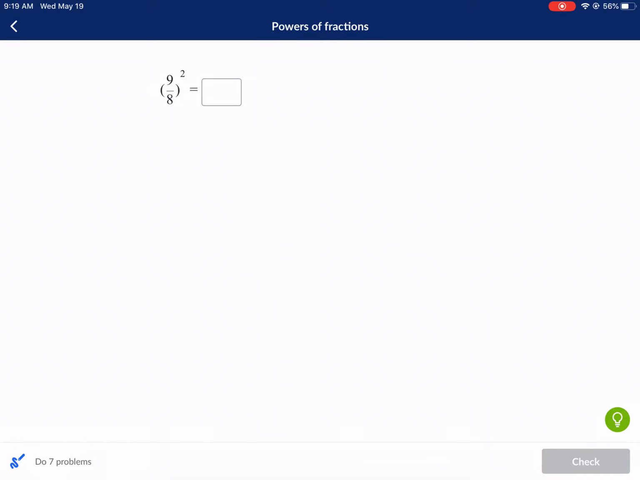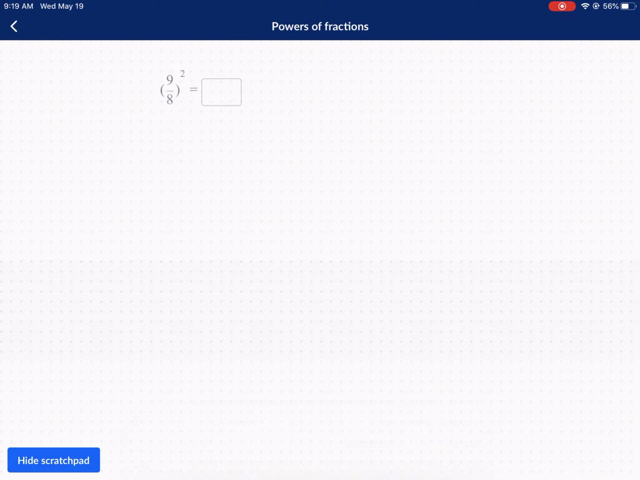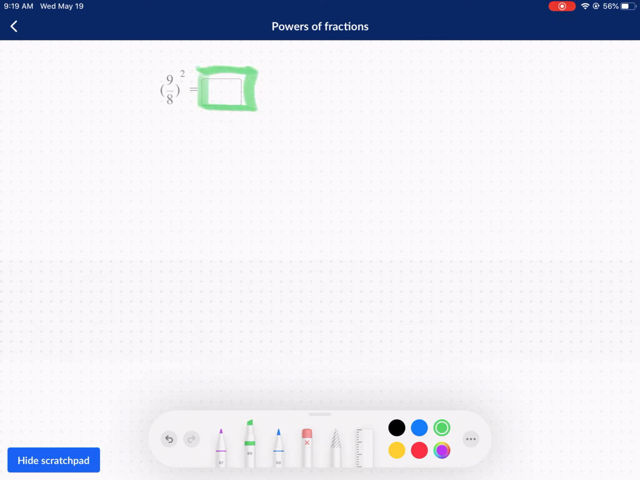Today we're doing a Khan Academy tutorial on powers of fractions. Now, a lot of people don't like fractions, and what they end up doing is they just type this into their calculator and they're going to get a decimal as an answer. I think Khan Academy is looking for a fraction as an answer, okay?